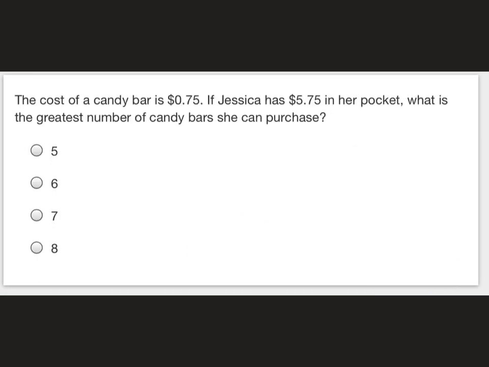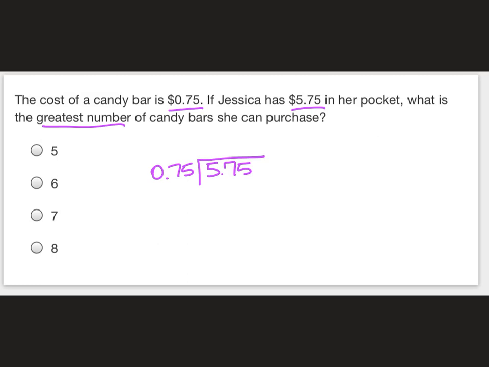All right, this is also a division problem because it says the cost of a candy bar is 75 cents if she has $5.75 in her pocket. What's the greatest number of candy bars she can purchase? So we're going to start by setting up the problem. We're going to say 5.75 divided by 0.75. All right, once again, you have a decimal for your divisor.